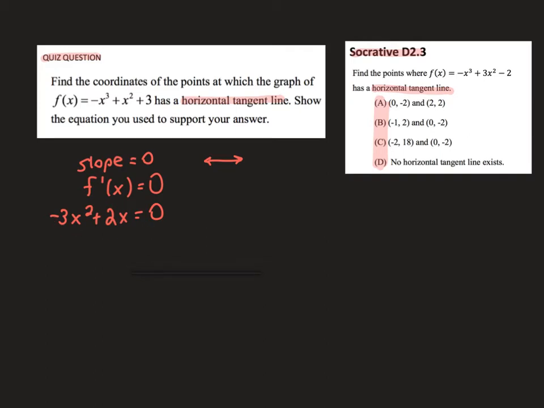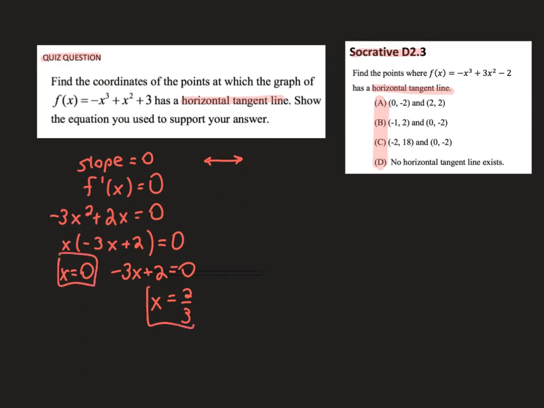So be careful you don't plug 0 in. I'm not trying to find the slope at 0. I want to know where the slope of the tangent line is 0. So now I'm left with this equation to solve, and I have a quadratic as shown by that power of 2. So I'm going to factor first. So I factor out my common factor of x, and then I set each factor equal to 0. So this is going to give me an x value of 0. And setting this one equal to 0 gives me a second value of x equals 2/3.